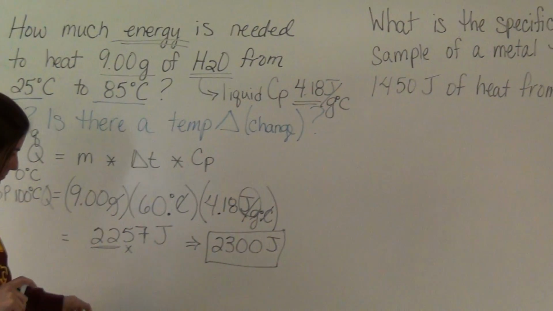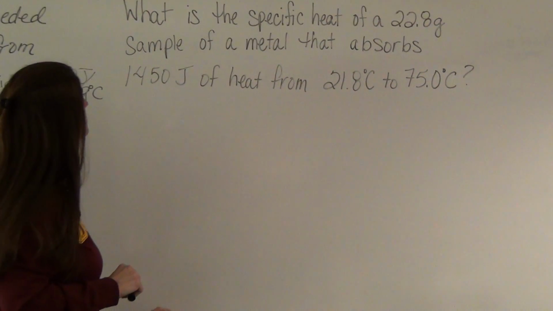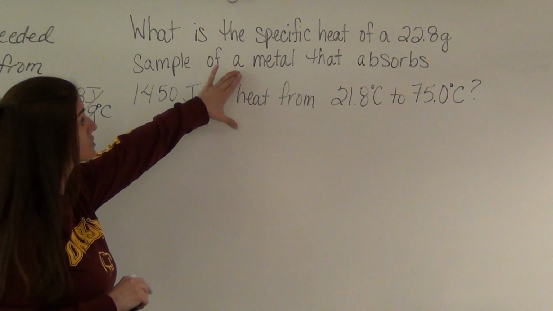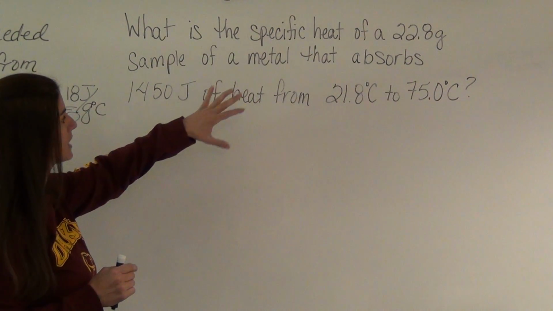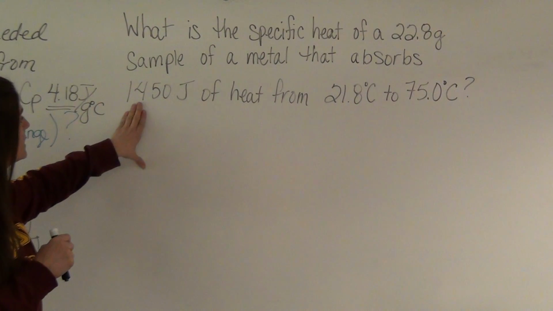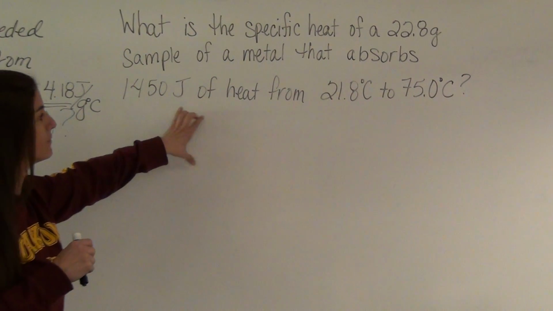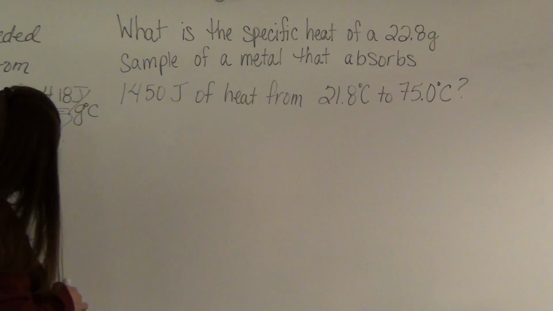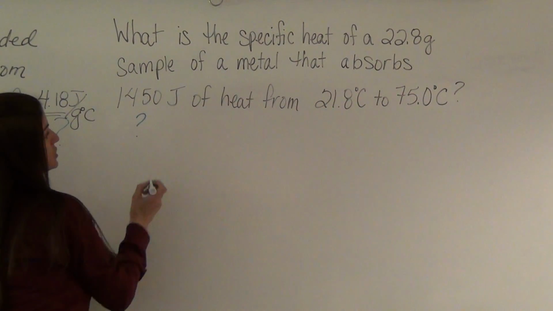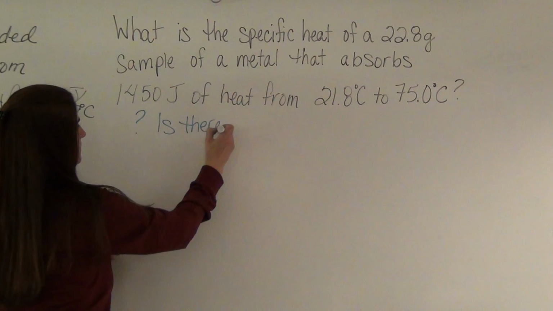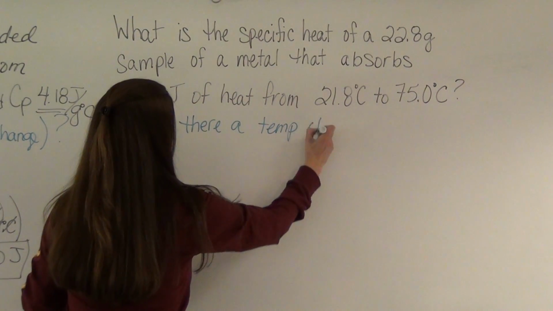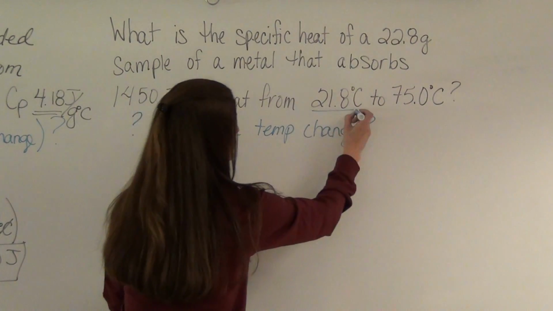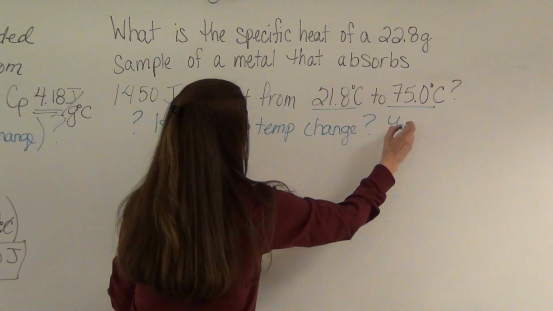Now let's look at another problem. Let's go over here and read the problem. What is the specific heat of a 22.8 gram sample of a metal? So in this case, we don't know what metal we're using. That absorbs 1,450 joules of heat from 21.8 degrees Celsius to 75.0 degrees Celsius. Well, again, we're going to ask the question. Is there a temperature change? Okay, make sure you ask this question. We're going to answer yes again because we're going from 21.8 to 75.